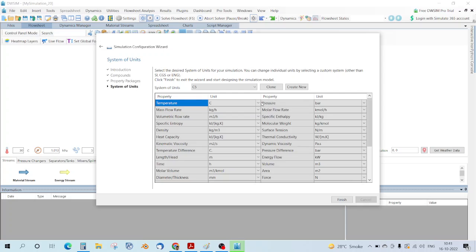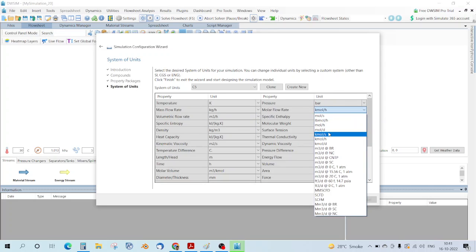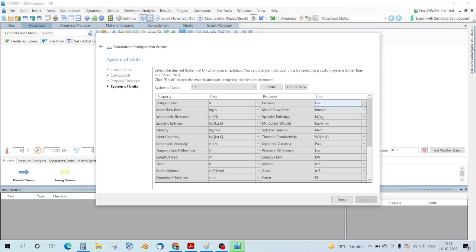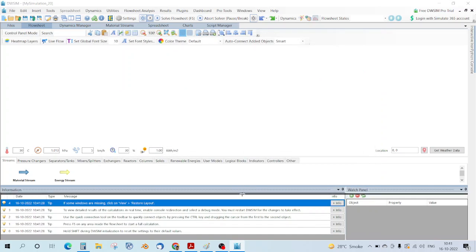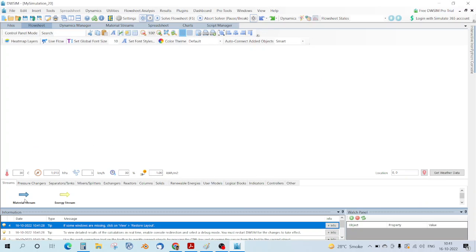We need temperature in Kelvin. Mass flow rate doesn't matter to us, but molar flow rate should be kilomole per second. That's important. Pressure should be in atm, and the rest of the things we can change if needed. Everything's done, but let's put in the feed.